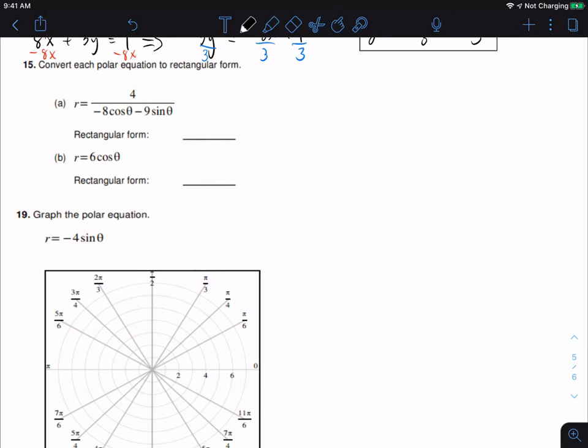Okay, cool. So let me try it and see if we get something similar to what you got. But you're very, very close. So check this out. Based off what we did, I'm going to cross multiply, right? So I'm going to have r over 1 negative cosine theta minus 9 sine theta, over 4. Sorry. Silly me.